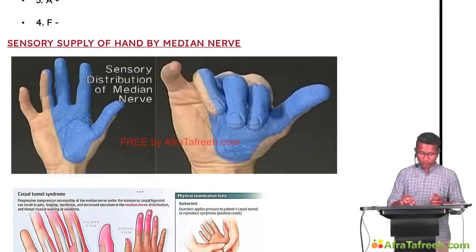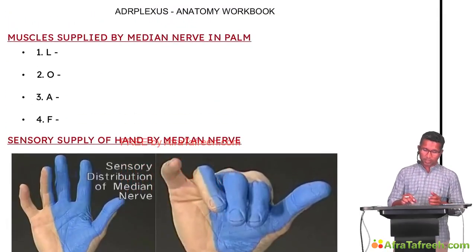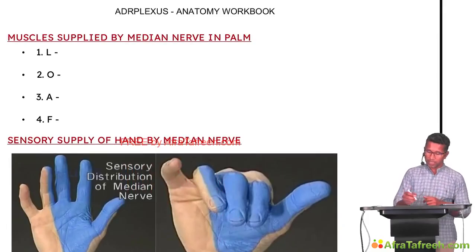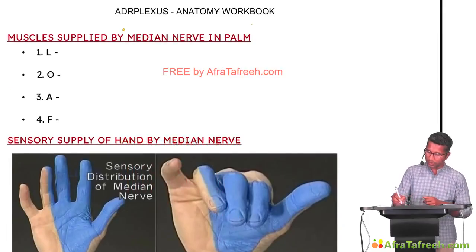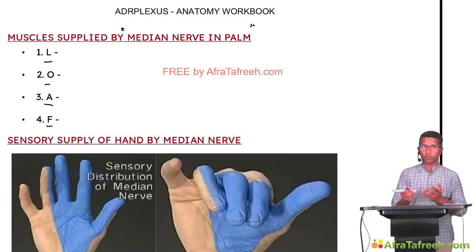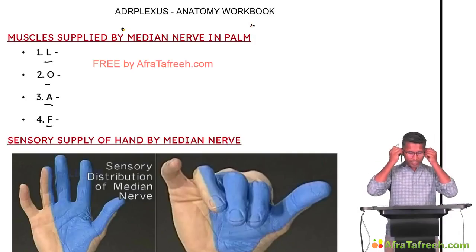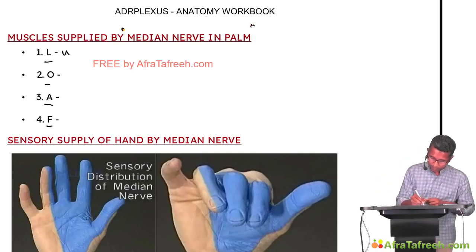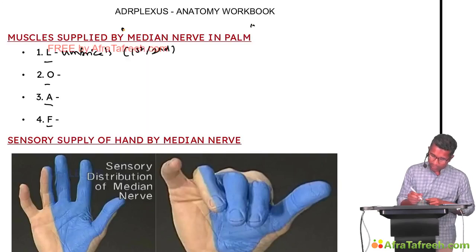Okay, before going into that, we'll just see the muscles supplied by the median nerve in the palm. These are things to remember. It goes by a mnemonic called LOAF, or loaf of bread. L stands for lumbricals. I hope you know what the lumbricals are. The first and the second lumbricals are supplied by the median nerve.